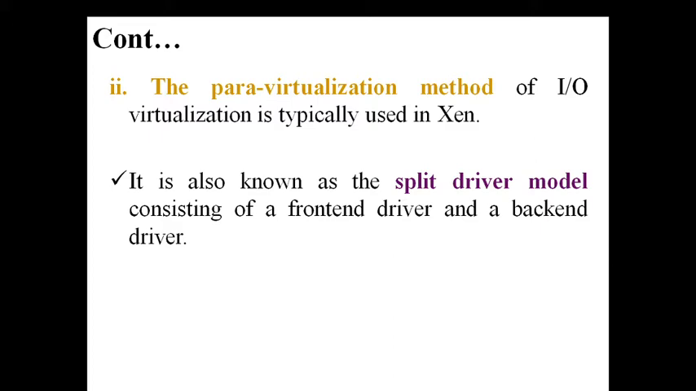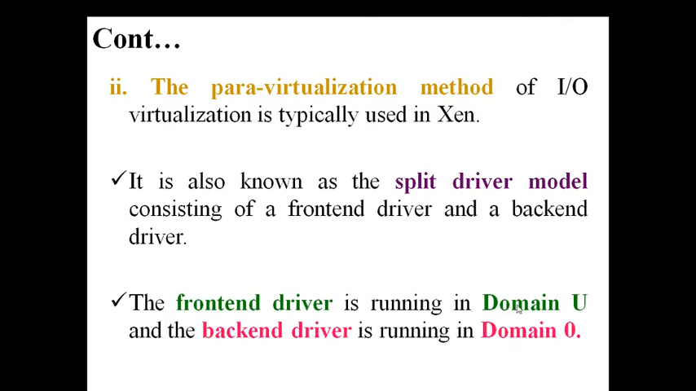It has a split driver model consisting of a front end driver and a back end driver. Both have different drivers. The front end driver is running in domain U, and the back end driver is running in domain 0, which is the privileged one. Whenever domain 0 is running, it has the priority to control the other devices also. So our OS has domain 0, the back end is ours, and the front end is theirs. So our device drivers are going to control their drivers.